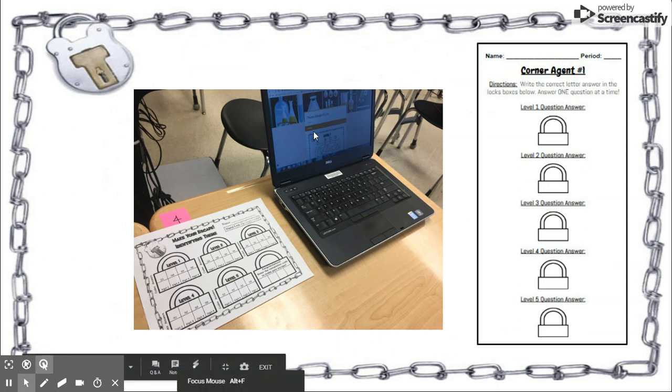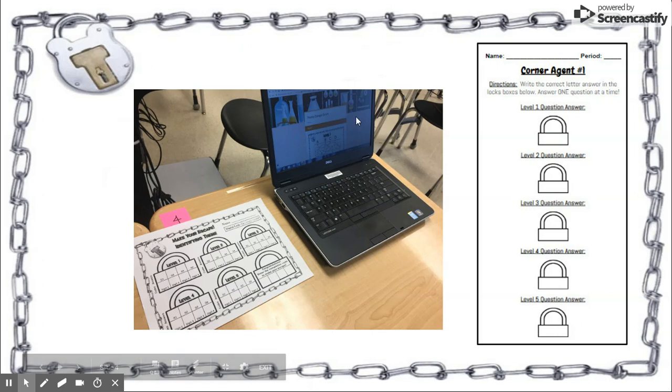Here's what those materials look like. So here you can see the laptop is set up, and this group has already opened up the Google form that in a moment you'll open up, and they've got their group answer sheet here. This is where they'll be breaking codes. And then this is what the corner agent sheet looks like. Everybody's corner agent sheet looks the same, but you'll want to make sure that you pay attention to the number at the top of yours, because that will really impact where you go during the activity. So make sure you know which number you are for corner agents.